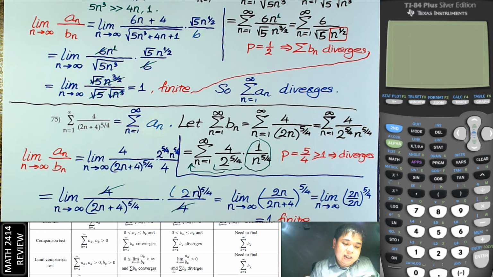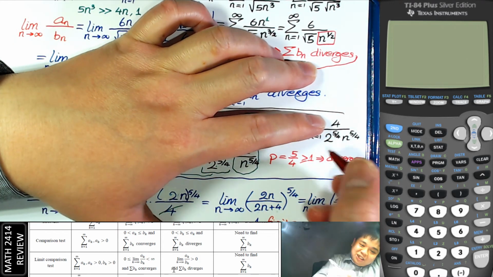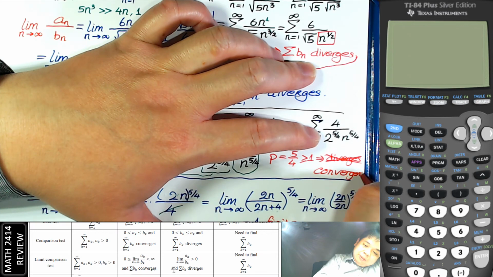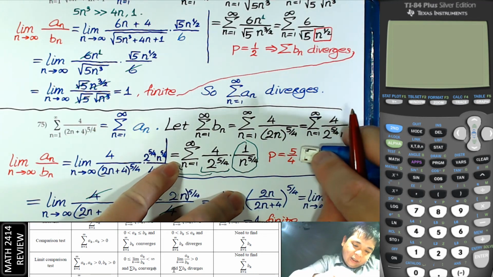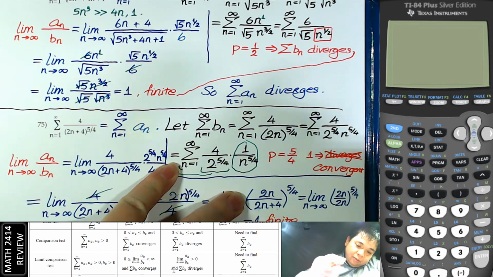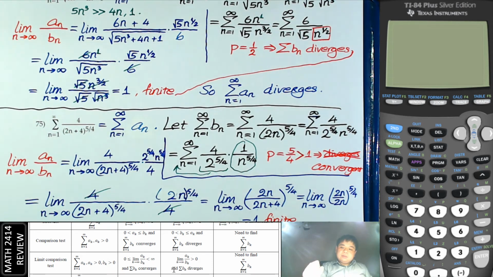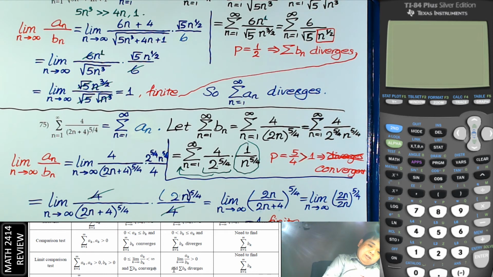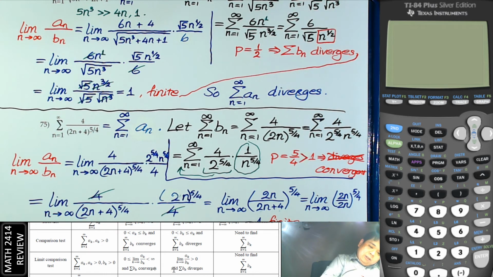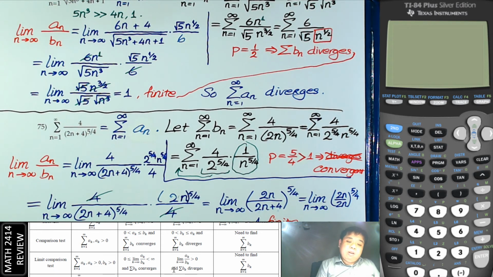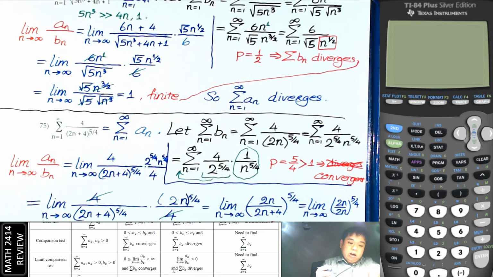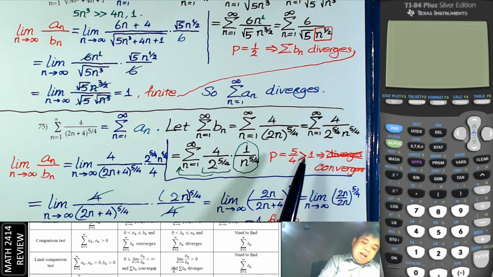Wait a minute, this is a p series where p is bigger than 1, so that is convergent, sorry. And it's greater than 1. Right, so the limit is finite, they behave the same, and b sub n is convergent, so a sub n is convergent as well. Here the p series, p is 5 over 4. The constant multiplied to a convergent series is still convergent. So b sub n is convergent, they behave the same, so a sub n is convergent as well.